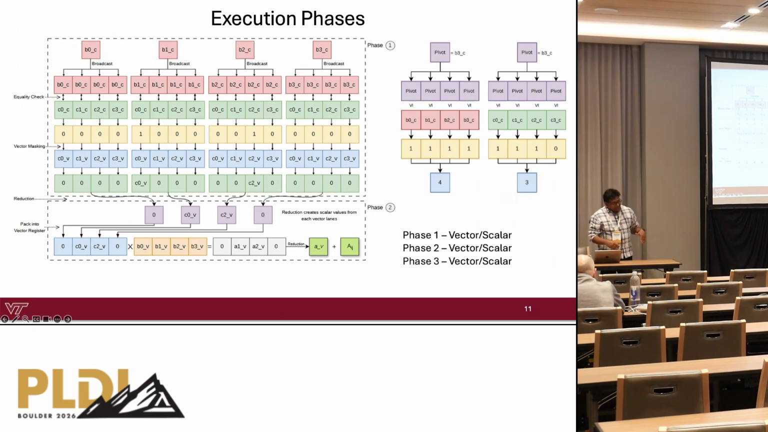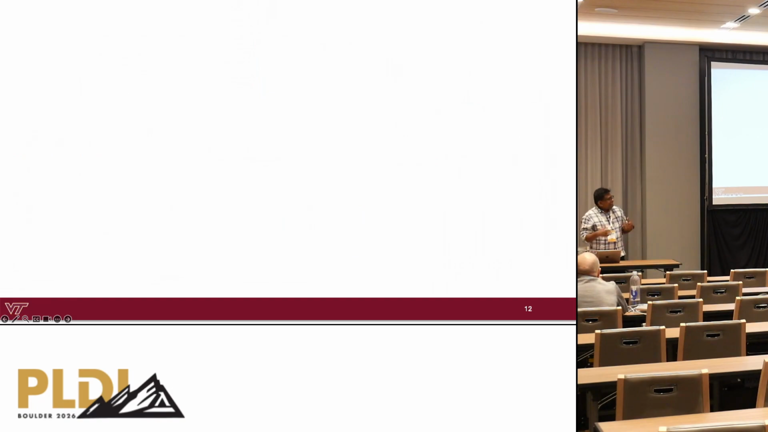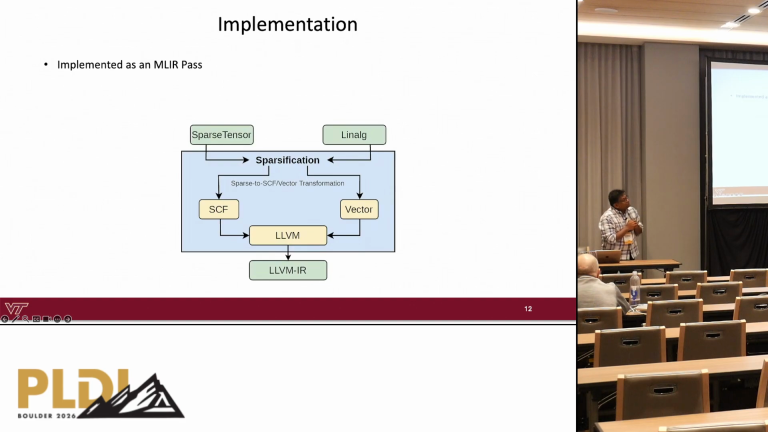So we have three stages. You have to load the data, you have to perform the computation, and you have to advance the pointers. All of these things can be done with vector instructions, or, since these are chunks, you can do it with scalar instructions as well. So how do we implement this? The implementation is very interesting. We implement this with an MLIR pass.